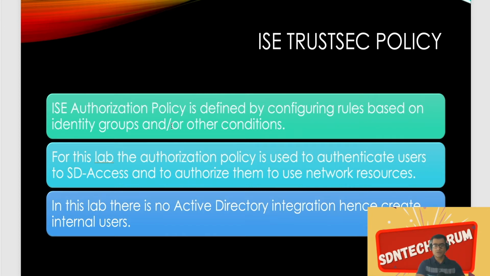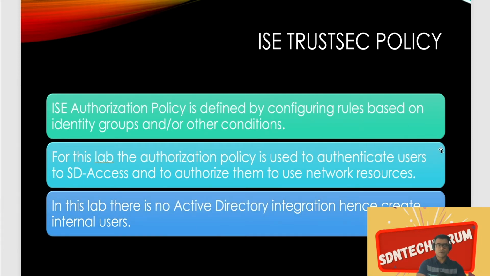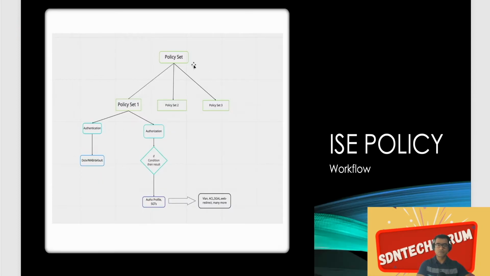ICE authorization policy is defined by configuring rules based on identity group and other conditions. So we have created a couple of internal users and identity groups. That's what we are going to use. In this lab, again, we don't have any Active Directory, and hence you saw we created a couple of internal users in the previous video within ICE.